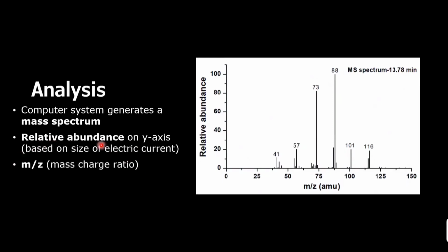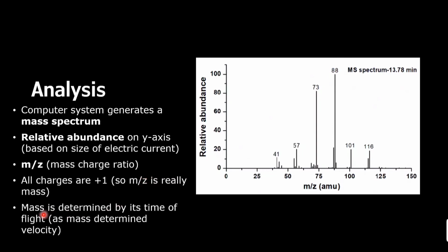Then we have our mass to charge ratio on our x-axis. All of our charges of our ions are +1, so we have +1 ions. And so our mass to charge ratio is really just mass, because it is the mass of the ions over 1, over our 1 plus charge. So we can take the x-axis as just being mass. And our mass is determined by its time of flight, the time taken for our ions to travel in the drift region. This is because the mass determines the velocity, so its speed is determined by the mass, so we know that the time of flight, the time it takes to travel that drift region, is proportional to the mass.